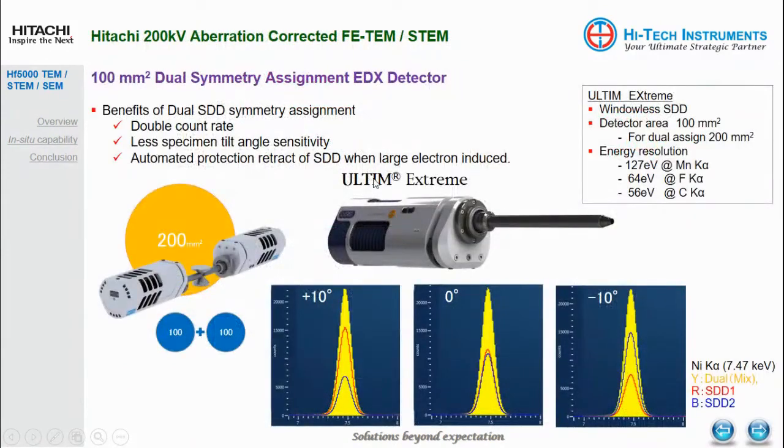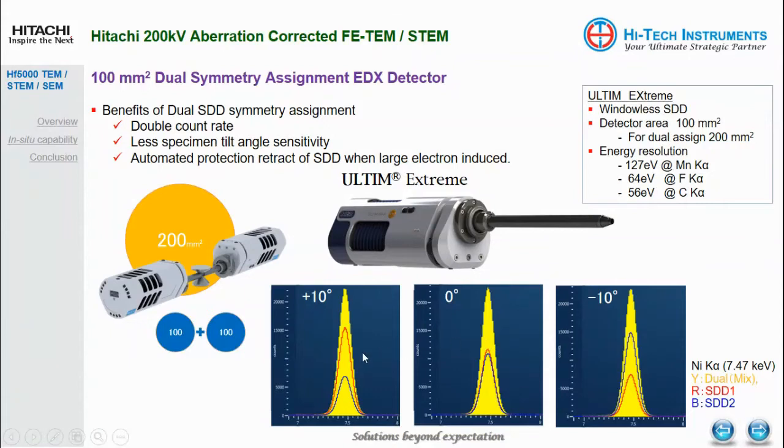And the next thing is about the EDX detector. Usually for the configuration of TEM, you only have one EDX detector, but with this design, a high sensitivity dual EDX detector is achievable. With the double detector, with 200 mm² windowless EDX detectors, it offers you double the count rate for your EDX analysis or mapping, and it is less sensitive to specimen tilt angle.